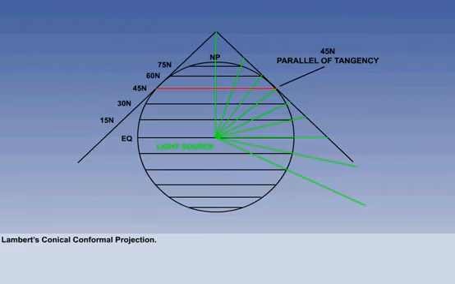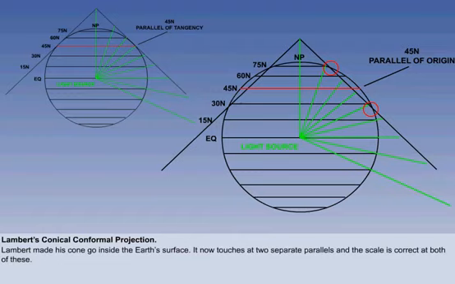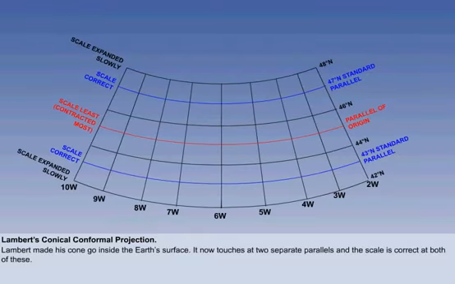Lambert modified the simple conic cone in order to reduce the rate of scale change. Instead of doing this, he made his cone go inside the Earth's surface. It now touches at two separate parallels, and the scale is correct at both of these. It reduces inside them and expands outside. This gives a pattern like this.